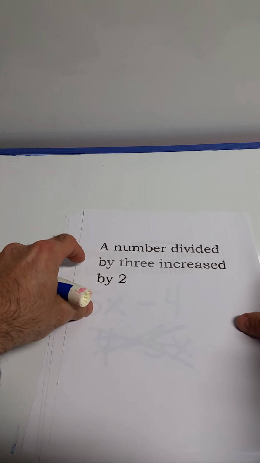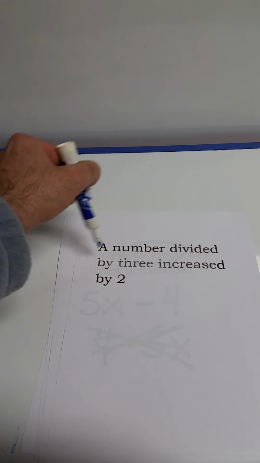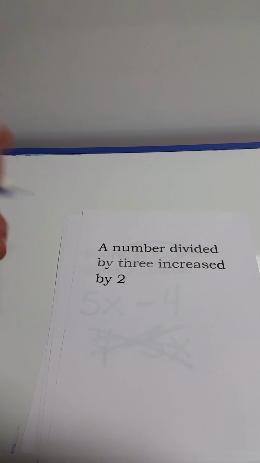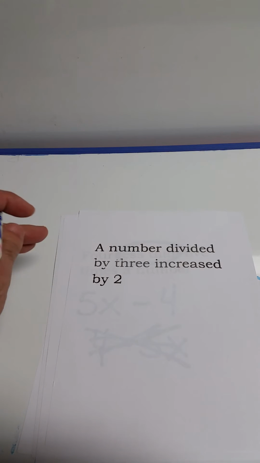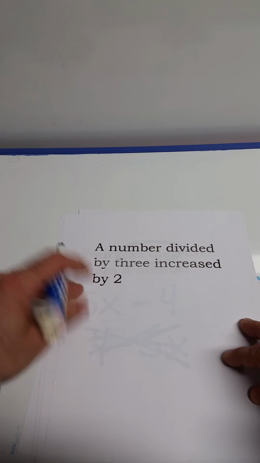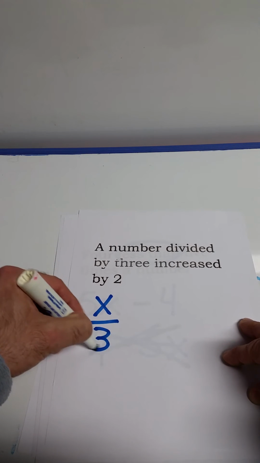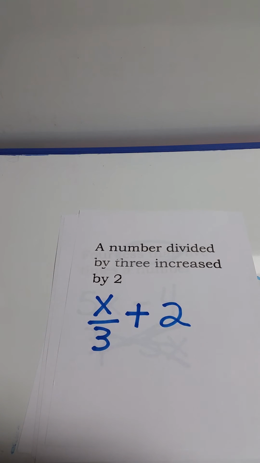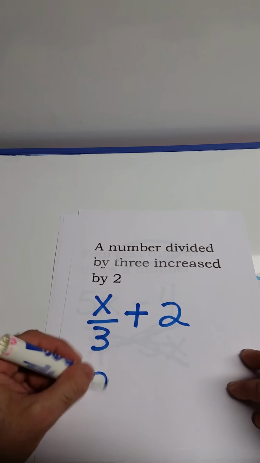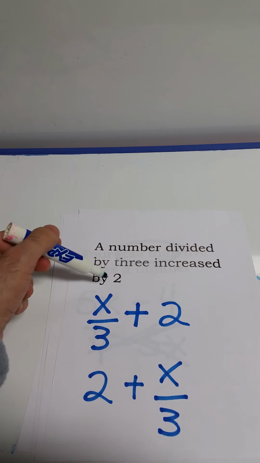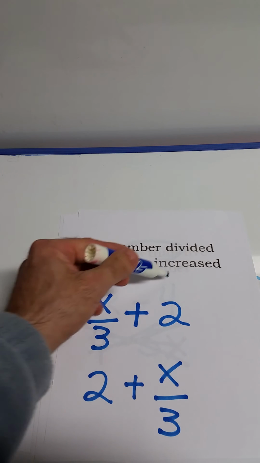Try this one. A number divided by 3 increased by 2. Again, we're using two operations here. We know division with divided, and we know addition with increased. A number divided by 3. Here's a number divided by 3. Increased by 2. Now, since addition is commutative, we could have switched this around if we wanted to. A number divided by 3 increased by 2.